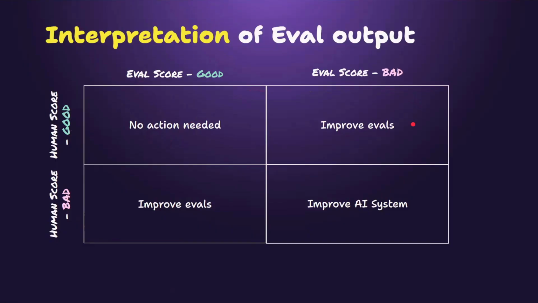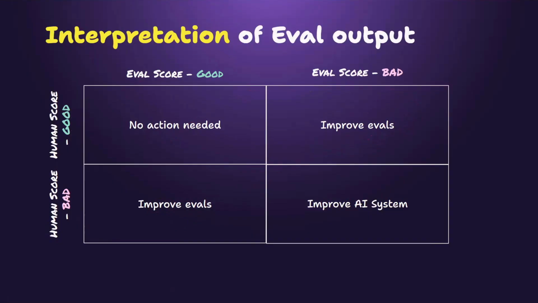The entries which are coming in the top right indicate that the LLM judge is acting very harshly and flagging even good responses as bad. Hence, the eval should be fixed. The scenarios represented in the bottom left section indicate that the LLM judge is very lenient and letting the poor responses also pass through, and hence needs an immediate fix because you do not want your customers to see bad kind of responses.